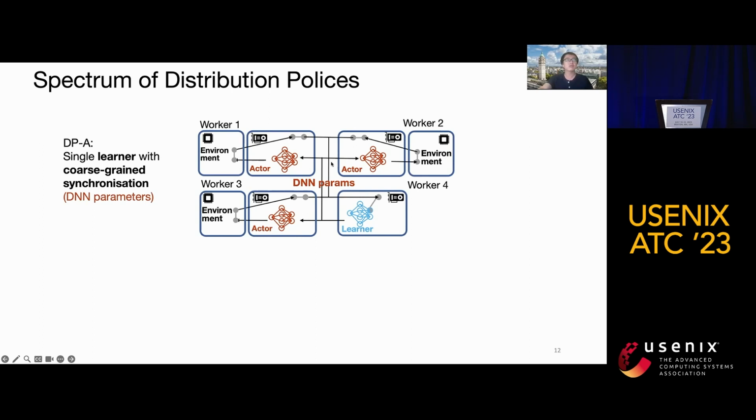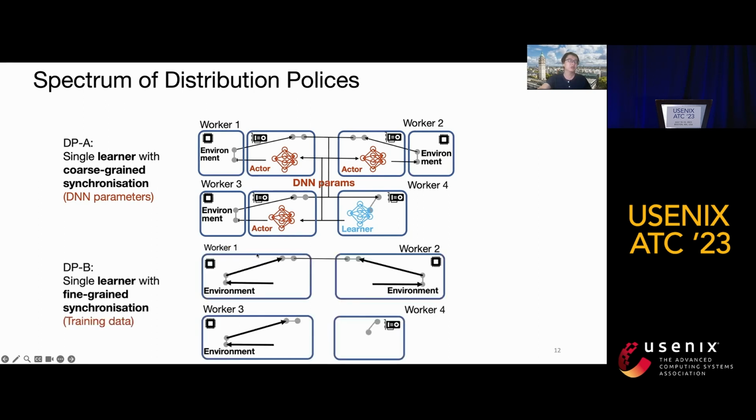Well, that means this policy is best suited for training with small models. On the other hand, we have a DPB or single learner with fine-grained synchronization policy. In this policy, the worker 4 again contains a learner, but this time the worker 4 will use the learner for both inference and the training.